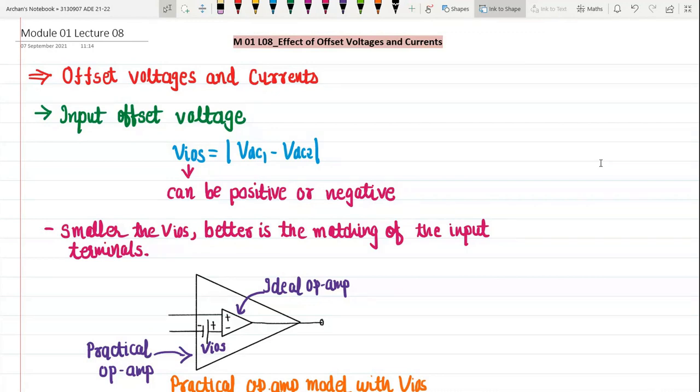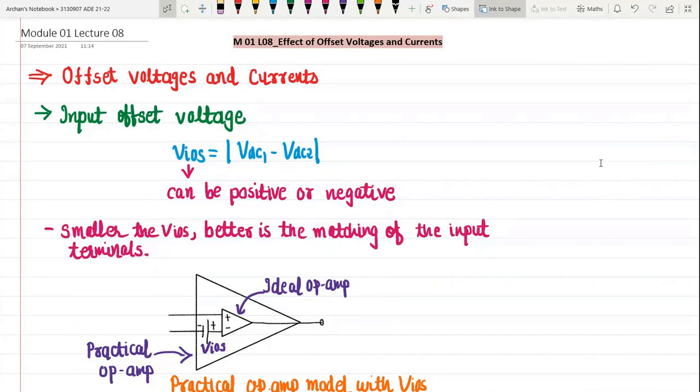So what kinds of offset voltages and offset currents are available in an operational amplifier? You need to study these offset voltages and currents because they will create a nuisance in the output, right? So what we need to do is try to null them out or reduce the offset voltages and currents as much as possible. This study is very important because whenever we design any analog circuit, we need to take care of these voltages and currents. So we have started with input offset voltage, right?